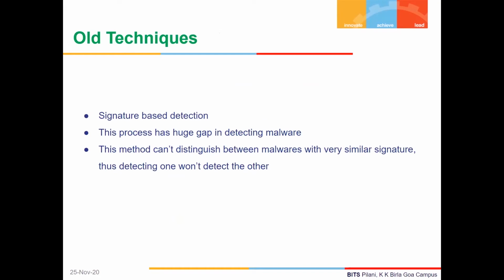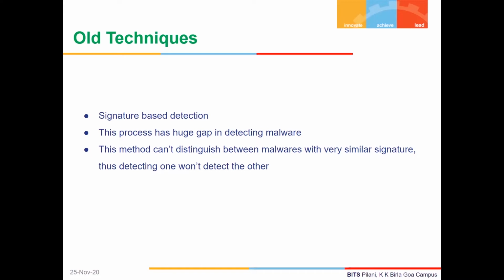So let's look at some of the old techniques. One of the techniques I'll be showing here is signature-based detection. Signature-based detection uses a unique digital footprint of a particular software or application to detect malware, and these are manually generated and maintained. This process has a huge gap in detecting malware, as on average it takes around 2 months for an antivirus software to detect it after the malware's release, and around a tenth of the malware remains undetected even after 6 months. This method can't distinguish between malware with very similar signatures. Thus, detecting one won't detect the other.